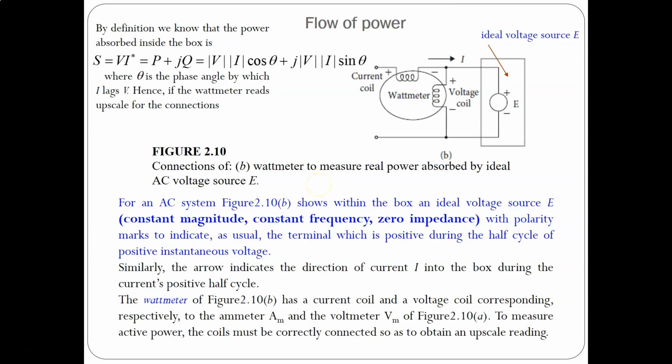By definition, we know that the power absorbed inside this box, if you look at this figure, is this, as I have already expressed. Now what we see here is an ideal voltage source. That means it has constant magnitude, constant frequency, and zero impedance. Often, in simplified evaluation and calculation, we use an ideal voltage source. If you want to measure power in such a system, you need a wattmeter with a current coil and a voltage coil, and of course it measures the product between them.